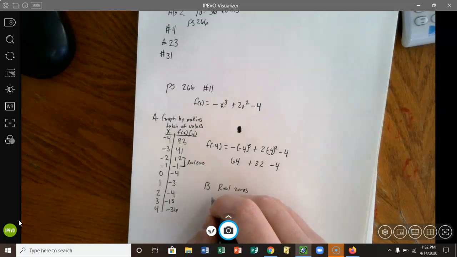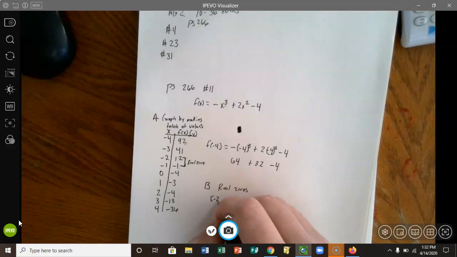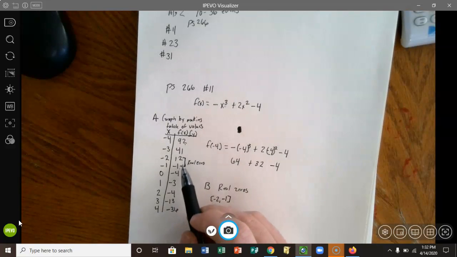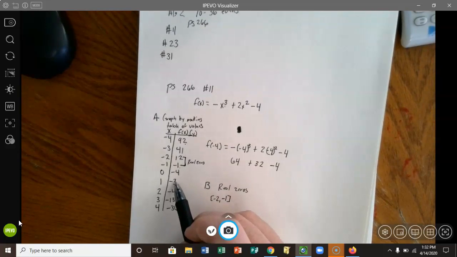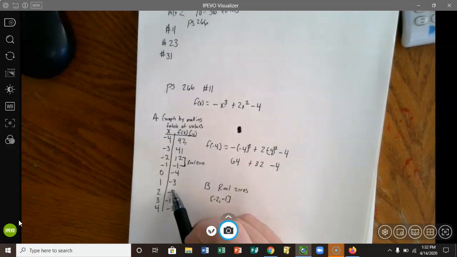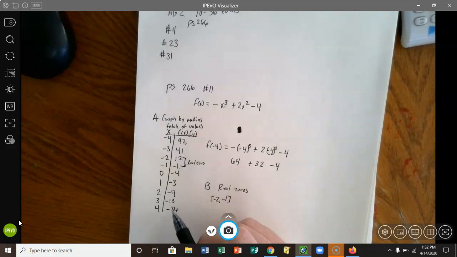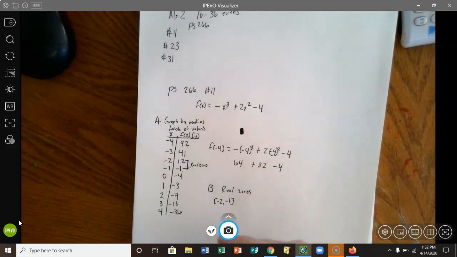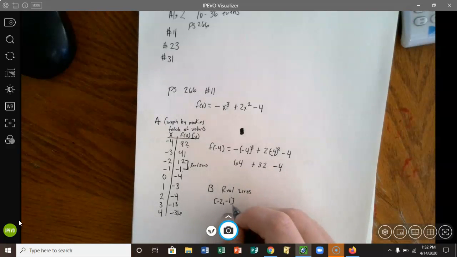So our first one is between negative 2 and negative 1. Okay, now I've switched to negative. I stay negative, I stay negative, I stay negative. So the real zero is between negative 2 and negative 1.